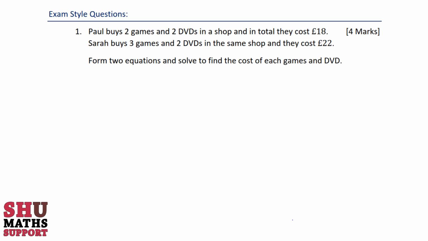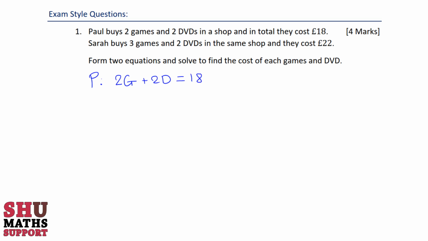Okay, so what we're going to do is read the question again, but we're going to make some notes whilst we read it. So Paul, so we'll just call him P, buys 2 games and 2 DVDs in a shop, and in total they cost £18. Okay, so Paul buys 2 games, so we'll call that 2G, and 2 DVDs, so plus 2 DVDs. So we'll call DVDs just D. And they cost £18 in total. So that means that 2G plus 2D is equal to 18.